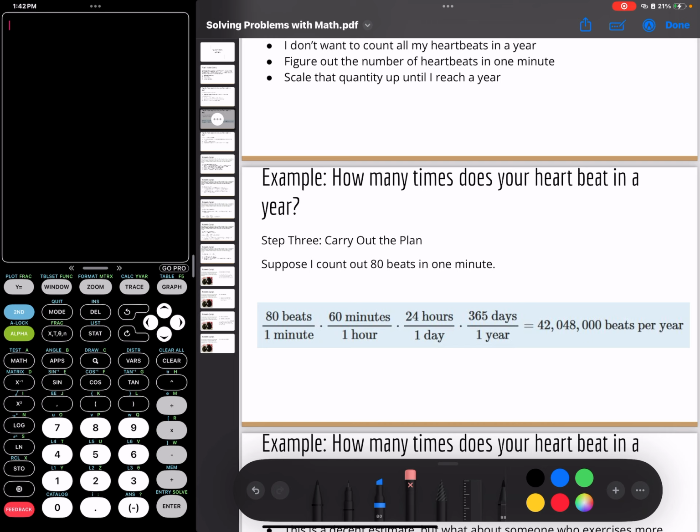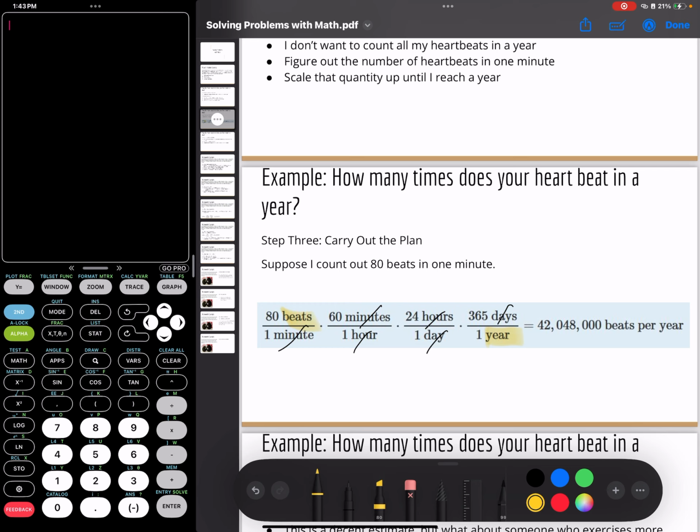So you know, okay, I know that I have 60 minutes in 1 hour, 24 hours in 1 day, 365 days in 1 year. And I've set up this dimensional analysis problem just like we did in the last video so that I can cancel my units. Notice minutes and minutes will cancel. Hour and hours will cancel, day and day will cancel, and the only units that I'm going to have left at the end of this problem are beats per year. So I want to know how many times my heart beats in a year, so I want a beats per year figure. So all of those units cancel out.